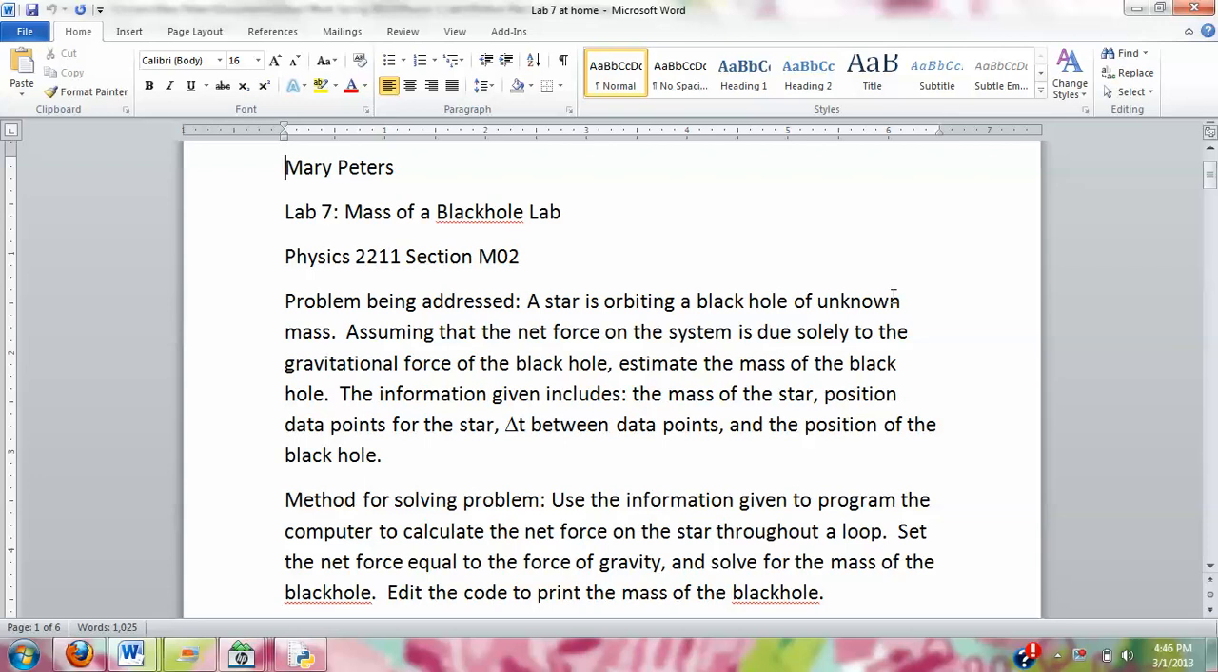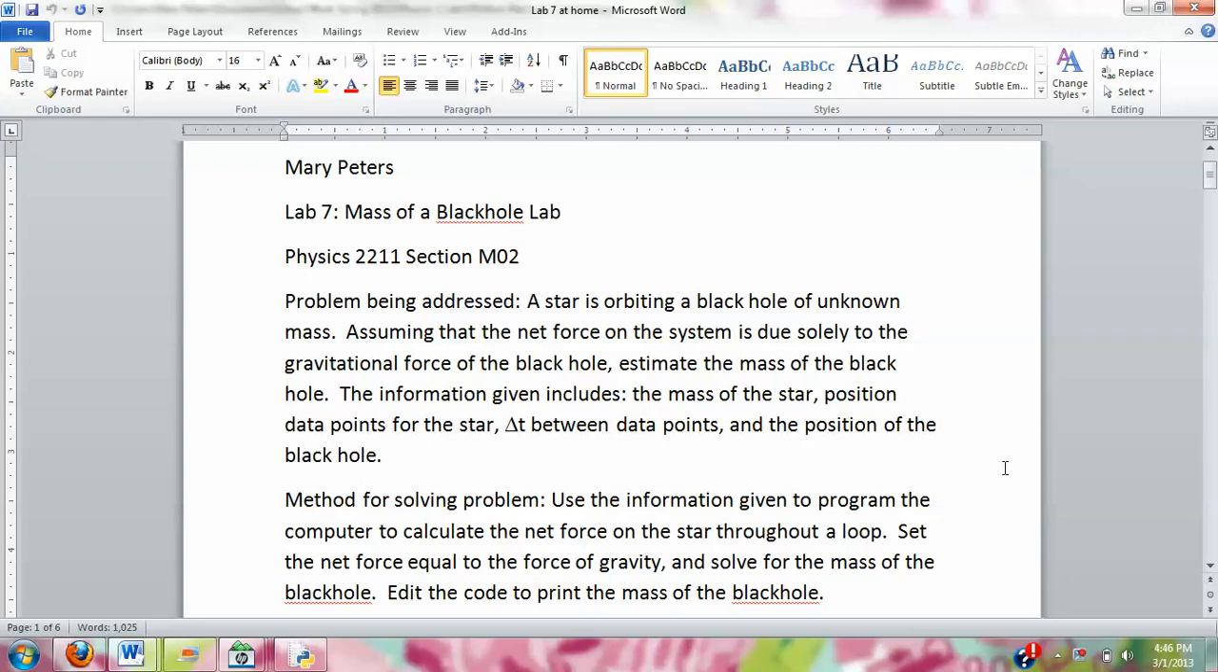Here's a description of the problem that was addressed in this lab. A star is orbiting a black hole of unknown mass. Assuming that the net force on the system is due solely to the gravitational force of the black hole, estimate the mass of the black hole. The information given included the mass of the star, position data points for the star, delta T between data points, and the position of the black hole.